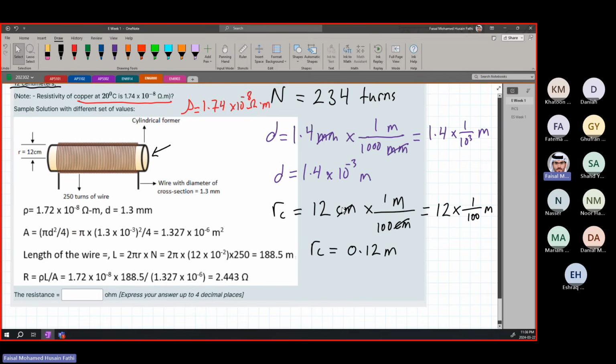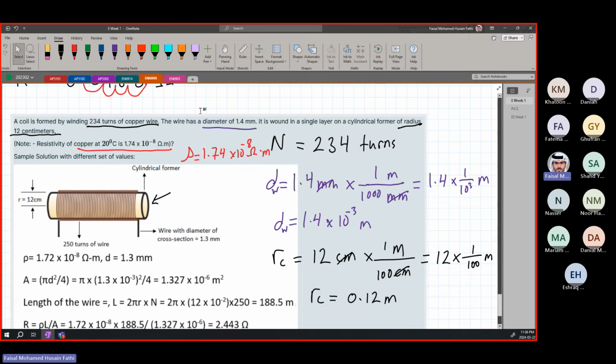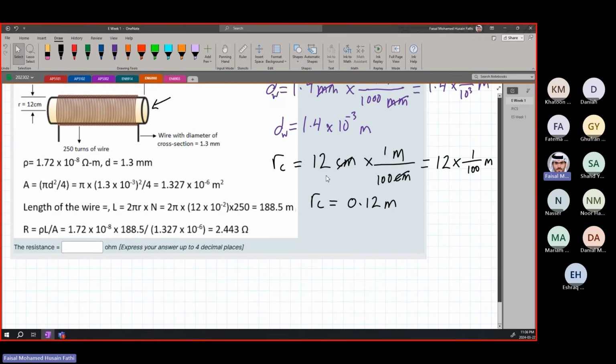First, let us find the area of the wire, not the cylinder. Remember, we are trying to find the resistance of the wire. So we need to find the area of the wire, not the cylinder itself. The diameter here is the diameter of the wire. It says the wire has a diameter of 1.4 millimeters. So let us find the area.